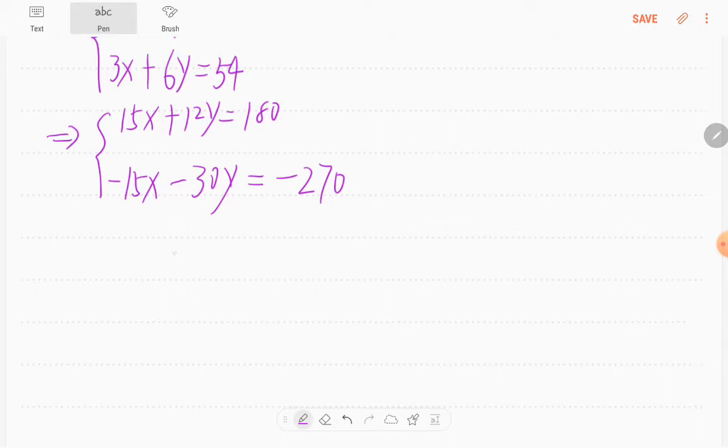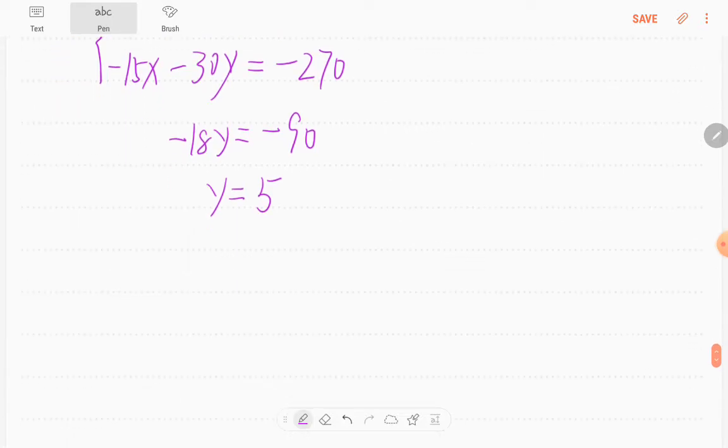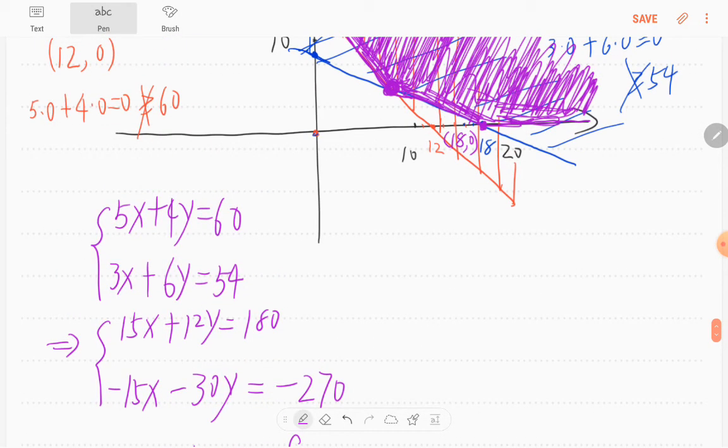So we add these two, it will give you negative 18y equals negative 90. So y is equal to 5. So if y equals 5, you plug into the first equation: 5 times x plus 4 times 5 equals 60. So this will be 5x equals 40. So x equals 8. So the solution is this point, 8 and 5.